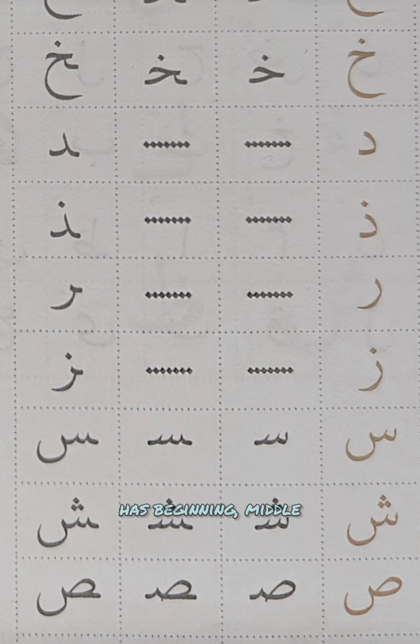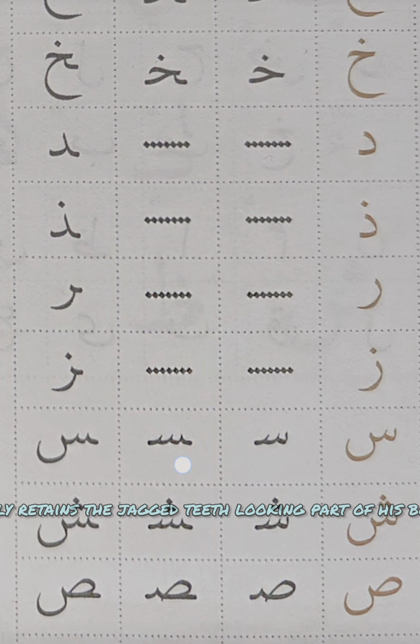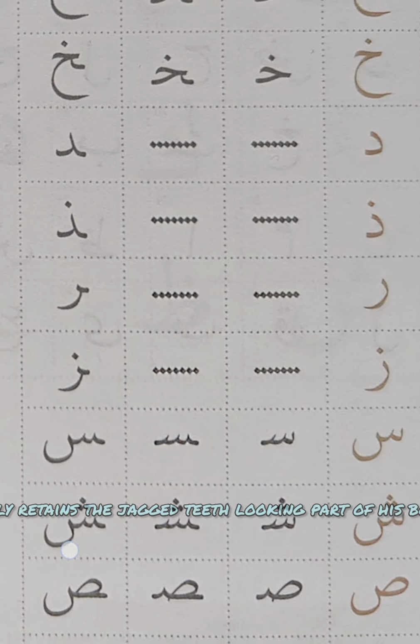Sin has a beginning, middle, and end. Pretty much what it retains is the teeth-like look of it. That remains the same when it's at the beginning and the middle. The letter sin loses the tail. It only retains the jagged teeth-looking part of its body.